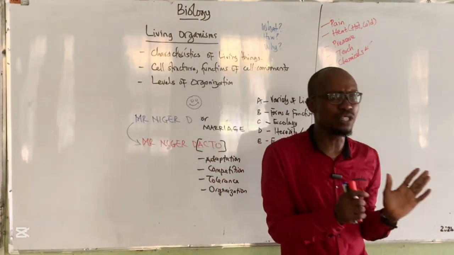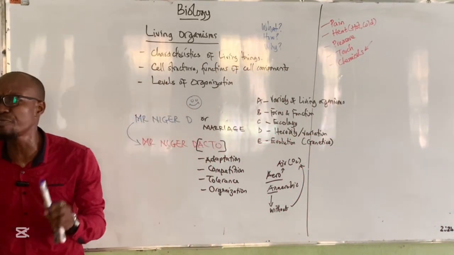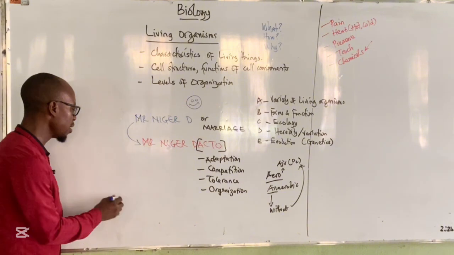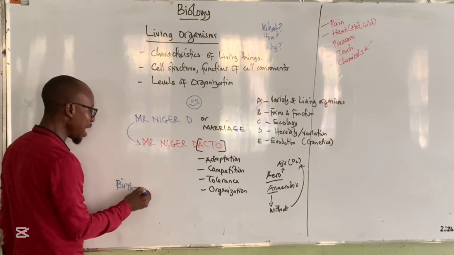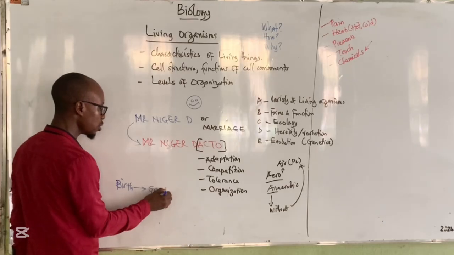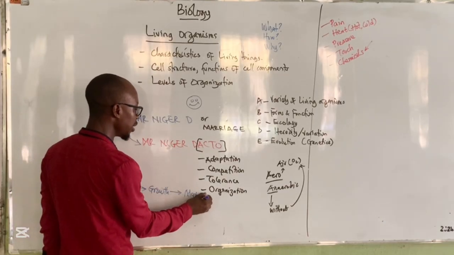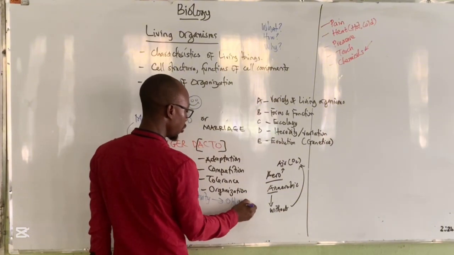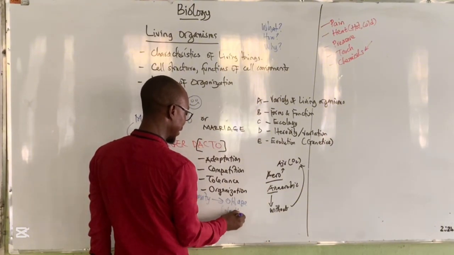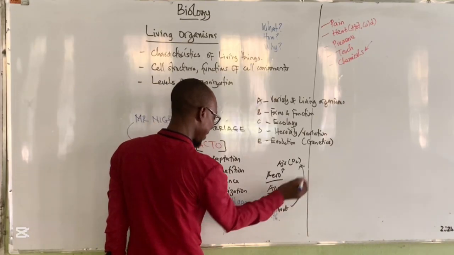Then under this growth, it is important you know that living organisms must pass through 5 basic stages. If you are forming the note, you can write this under growth. We have birth, to growth, to maturity, to old age, or you call it decline. And the last one is death.